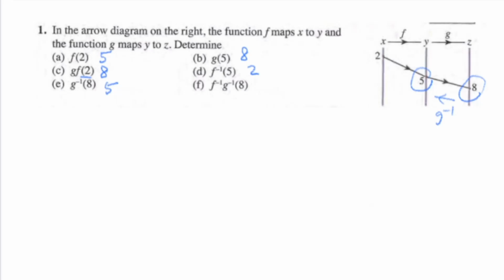Okay, the next one we want to do f inverse g inverse 8. So we already know g inverse 8 maps onto 5. Now follow on by f inverse. f inverse means you're going in opposite direction here. You arrive at 2. Okay, simple, right?